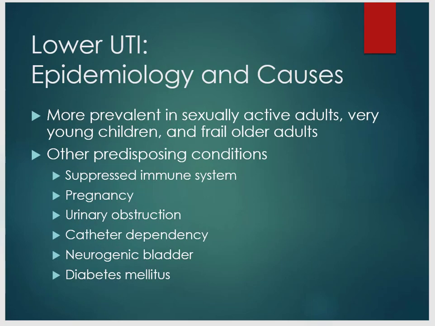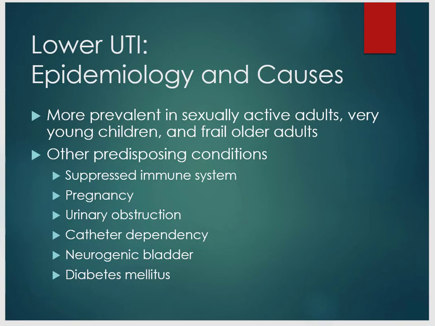On the causes, UTIs are more prevalent in sexually active adults, very young children, and frail older people. Predisposing conditions that may impact it would be a suppressed immune system, pregnancy, urinary obstruction, catheter dependency, and then neurogenic bladders and blood sugars. And the reason blood sugars are so important in this, if your blood sugar is elevated, you have more free-flowing glucose through the bloodstream, which is going to act as food for any type of infection and allow it to grow.